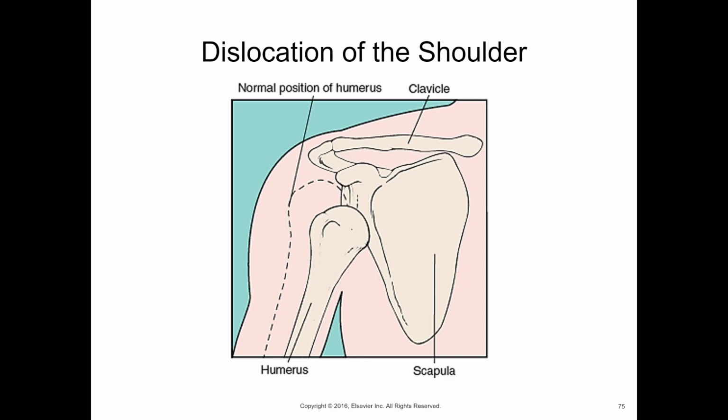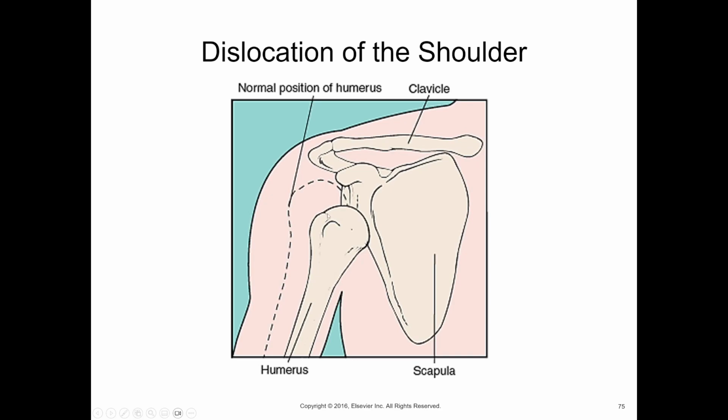A major risk with the relocation of dislocations is actually fracture of the bone when you put it back in. So sometimes you will see people getting x-rays both before and after because a dislocation can cause a fracture. Like with the humerus we see here, it's very common to see two injuries with this.